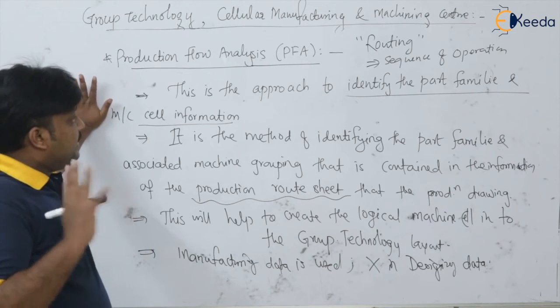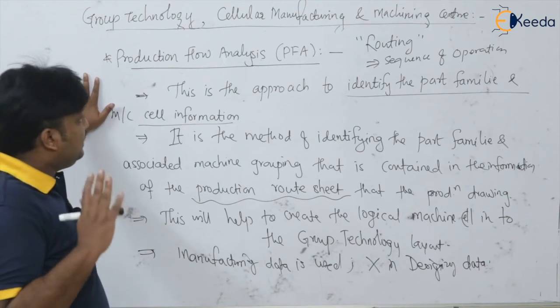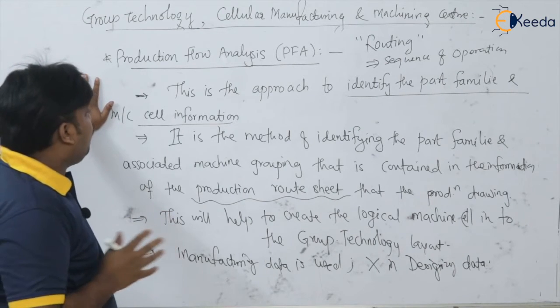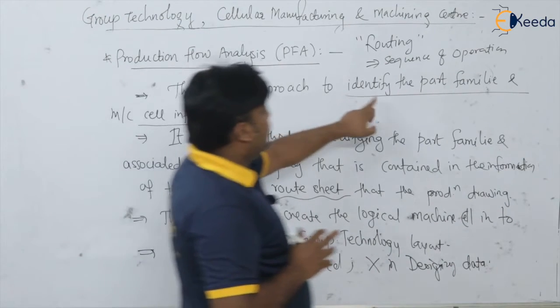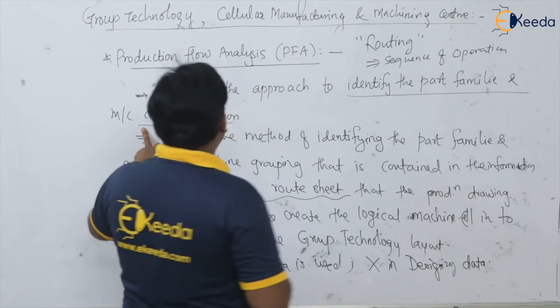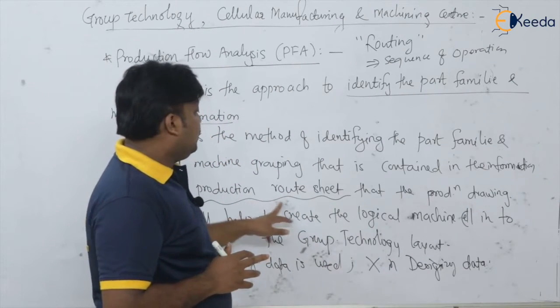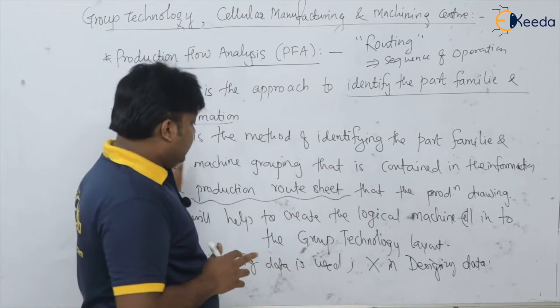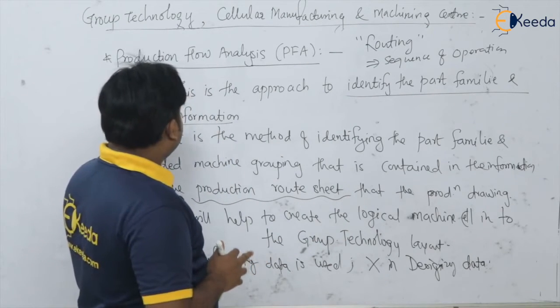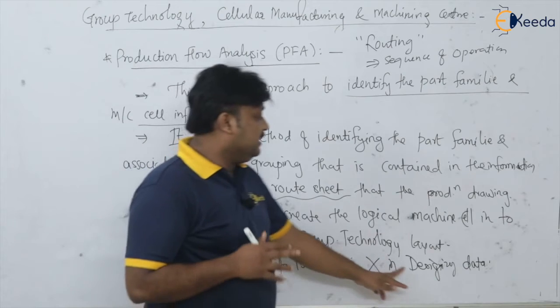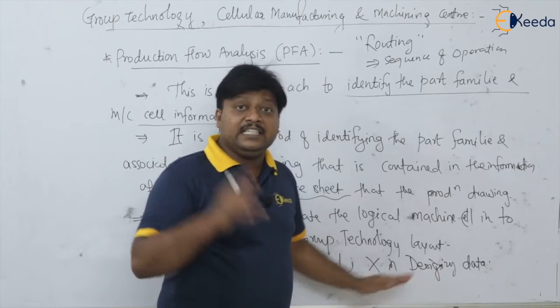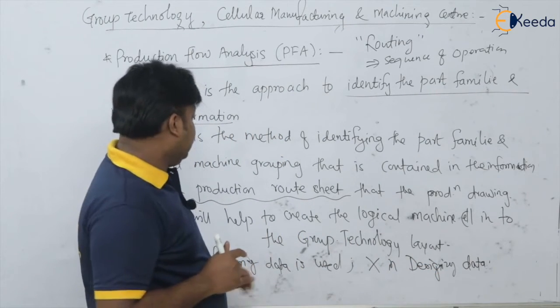But here the important thing, please keep it in mind about the PFA is what? This is the approach to identify the part families and the machine cell information. So it is generally following what? The production route sheet. This PFA is not interested in the design data, it is interested in manufacturing data.